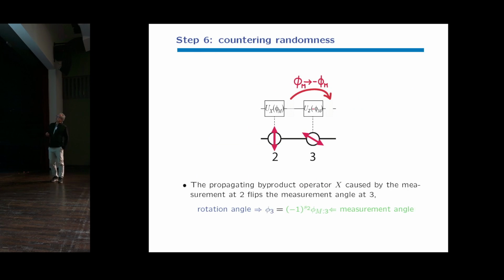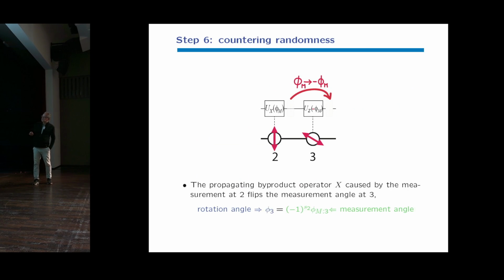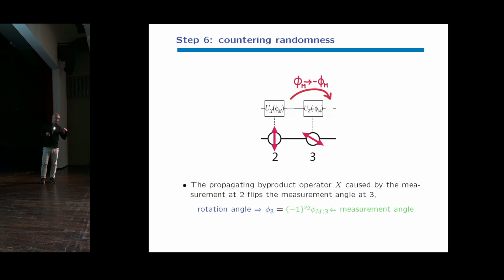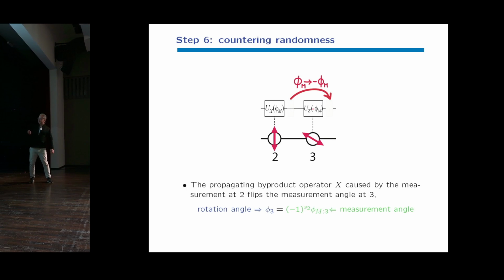And so what we observe now, as a formula, let's focus on this qubit over here. The rotation angle of the rotation we want to implement is the measurement angle, the angle that defines the measurement basis at qubit 3, times a factor plus or minus 1 that depends on the outcome over here. So we get a kind of random rotation angle if we don't think about it.